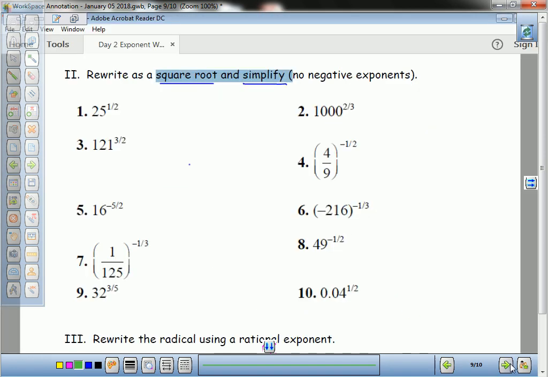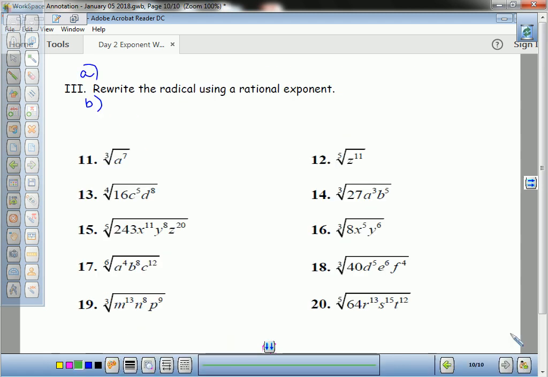Okay, so let's take a look at where you're doing practice. The first thing you're going to do in part 2 of the worksheet you received is rewrite as a square root and then simplify. So all of these are not square roots. It should just say rewrite as a root and simplify. Make sure you don't have any negative exponents in your answers. Now, this part 3, I really want you to do two things. I want the rewrite using rational exponents to be part A, and then part B, I want you to write it in simplest radical form.